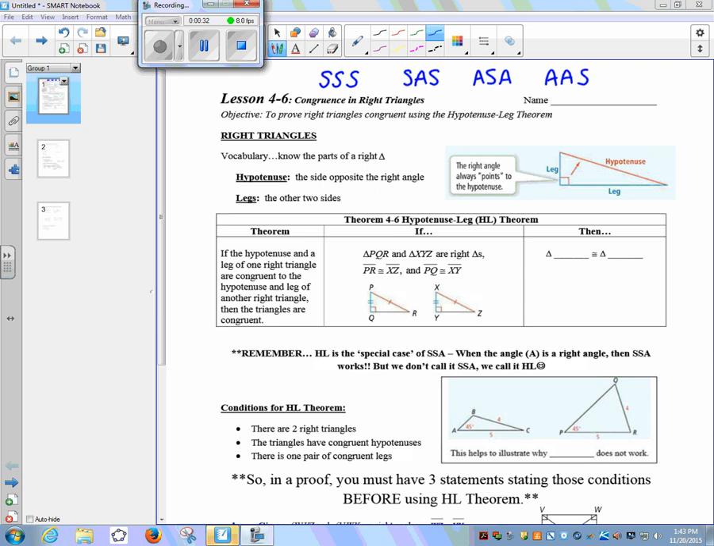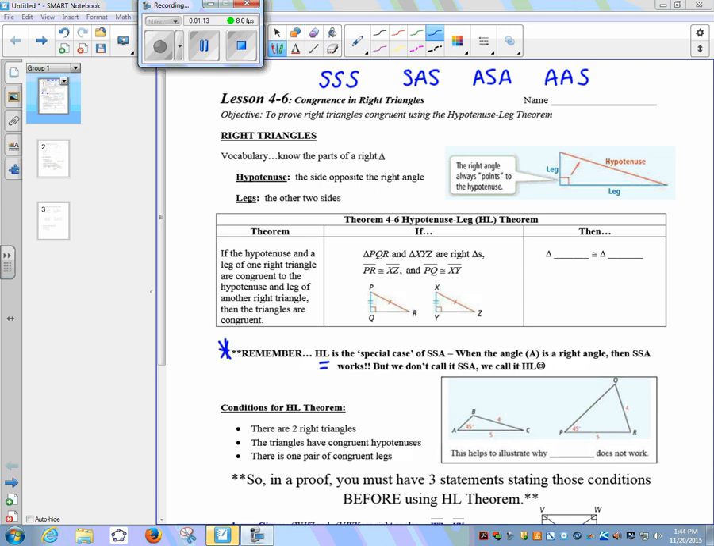When it comes to right triangles, there was a certain postulate that we learned that did not work. And if you remember, we said there's really one special case where the SSA postulate does work. I have it written here. Remember, HL is the special case of SSA. We said SSA doesn't work. It's a bad word, right? But there is one case, and that's if the angle is a right angle. In other words, if the triangle is a right triangle. So this is called the HL postulate.